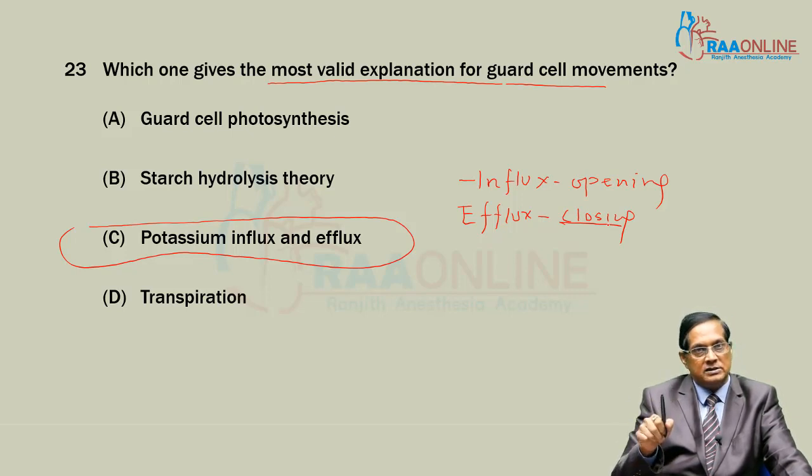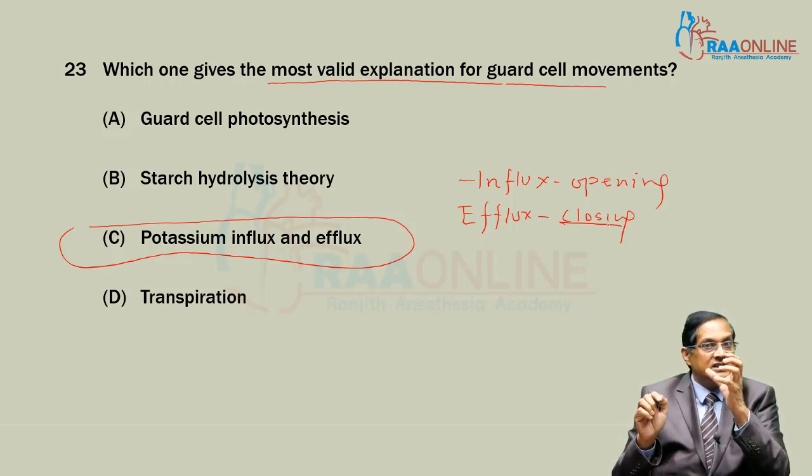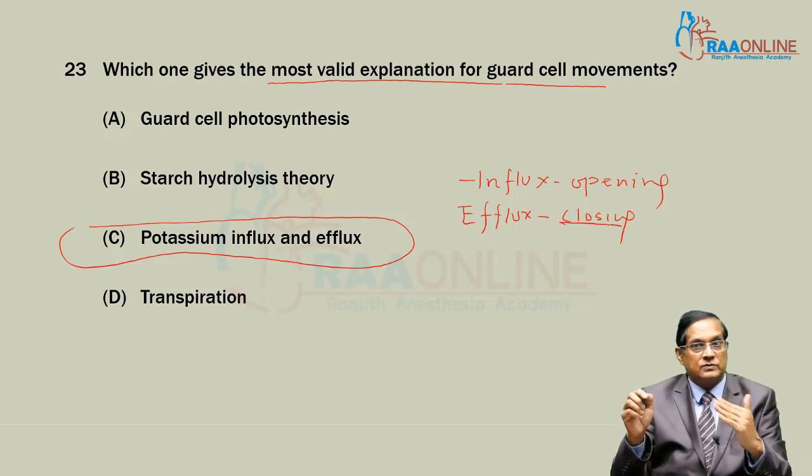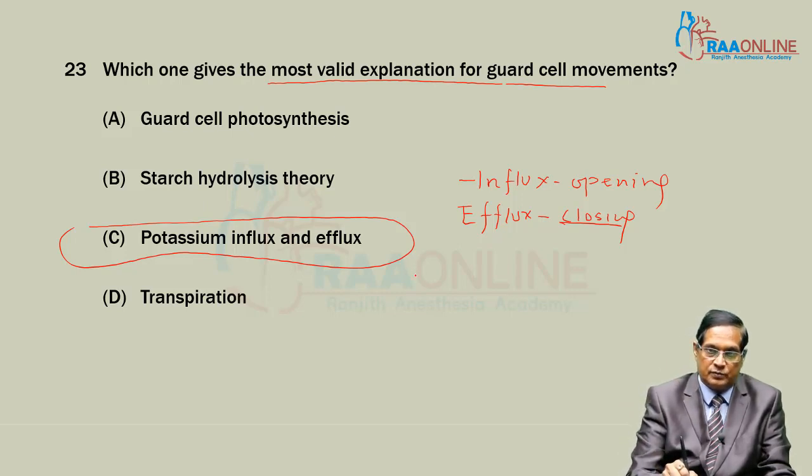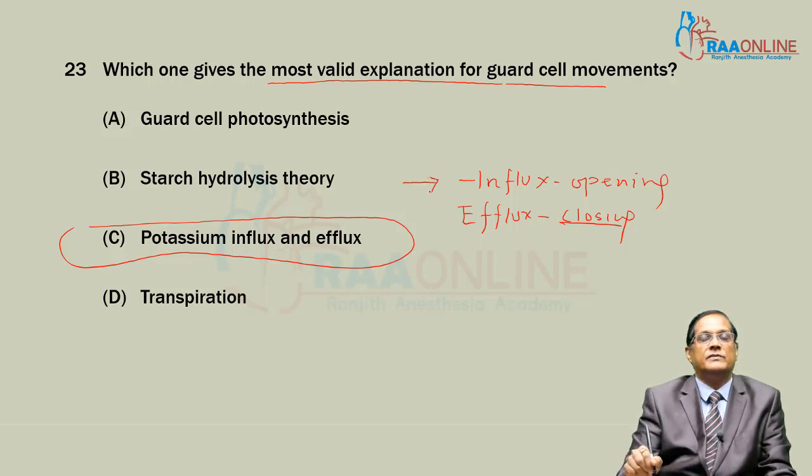When potassium enters the guard cell, it combines with malate to form potassium malate. It increases OP, and OP draws water from the surrounding cell, and water enters the guard cell by endosmosis. And guard cells become turgid, and turgidity favors opening.